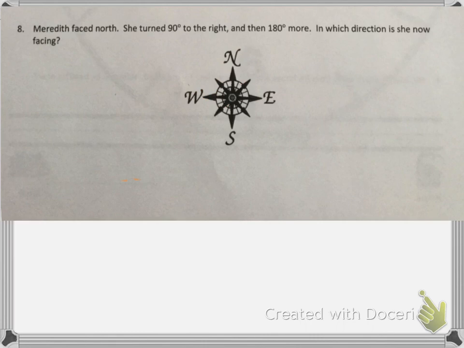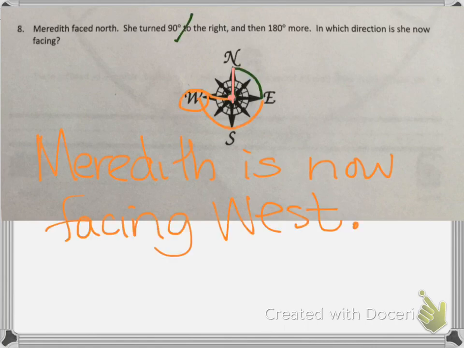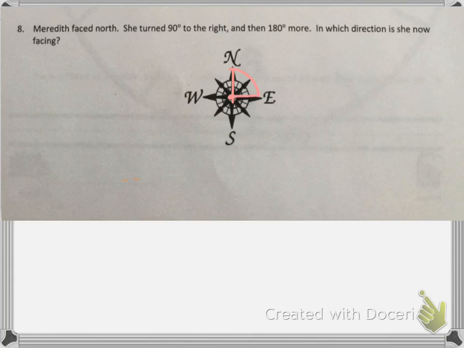Finally, let's go to Meredith. Meredith is using this compass rose. Meredith right now is in the middle facing north. The first thing she does is turn 90 degrees to the right. You know 90 degrees is a quarter turn. Okay, she did that. Then she turned 180 degrees more. She didn't turn to 180 degrees. She turned 180 degrees more. So 90, 180. She turned this far. Which direction is she facing? West. Meredith is now facing west.